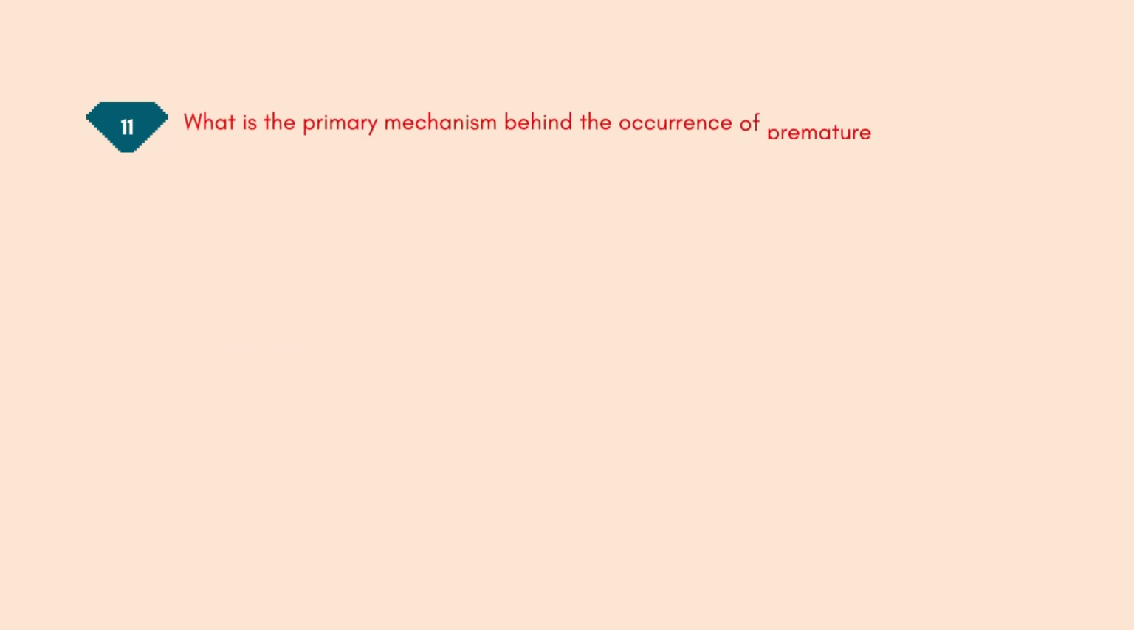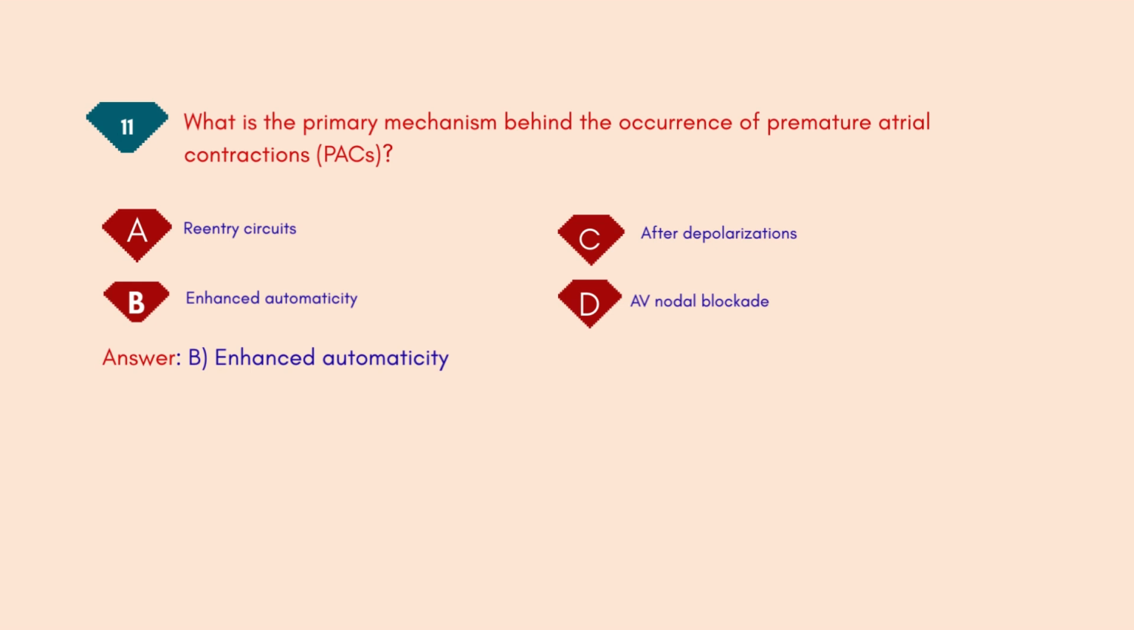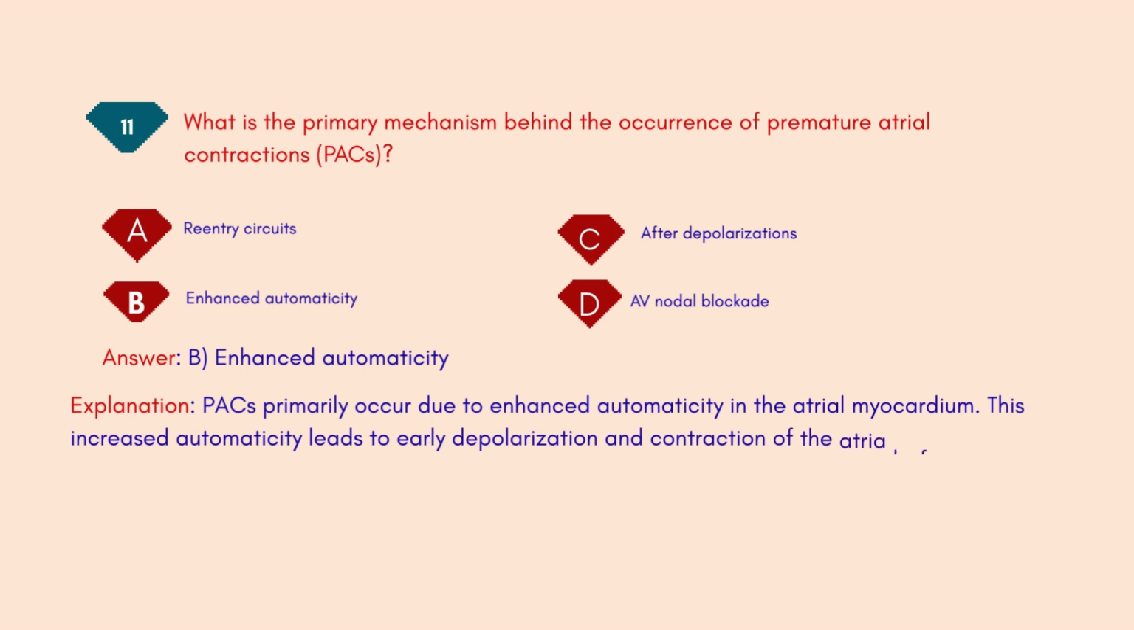What is the primary mechanism behind the occurrence of premature atrial contractions, PACs? A. Re-entry circuits. B. Enhanced automaticity. C. After depolarizations. D. AV nodal blockade. Answer: B. Enhanced automaticity. Explanation: PACs primarily occur due to enhanced automaticity in the atrial myocardium. This increased automaticity leads to early depolarization and contraction of the atria before the next normal sinus beat.